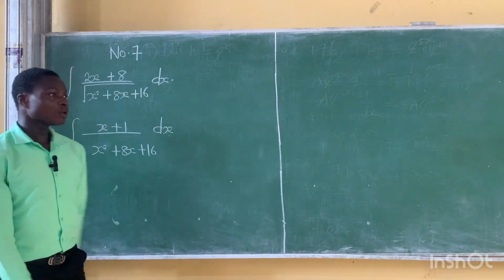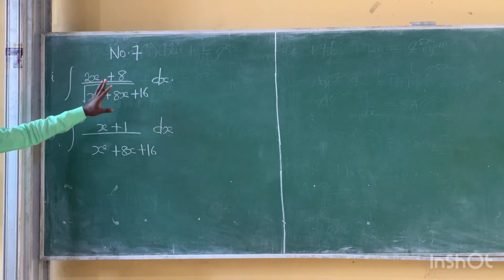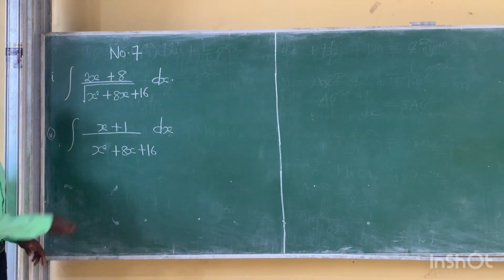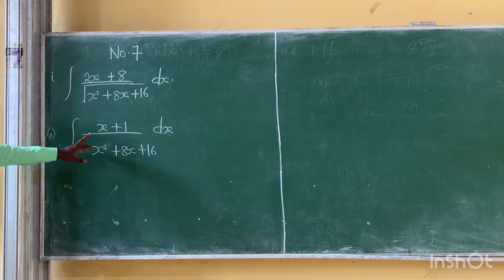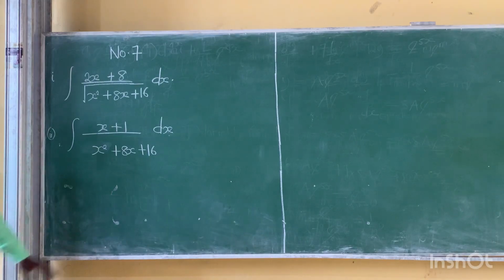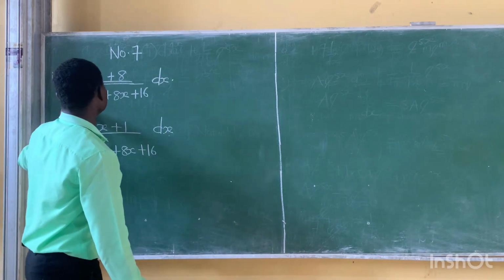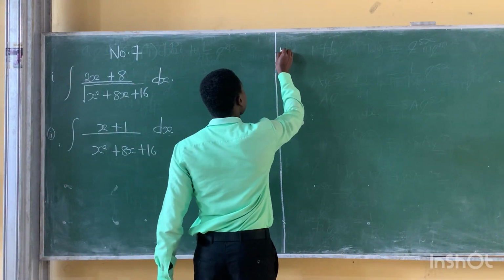All right, so the question here asks us to integrate 2x plus 8 over the square root of x squared plus 8x plus 16, where 16 is inside of the square root, and the second one is x plus 1 over x squared plus 8x plus 16. So I'm going to start with the first one.